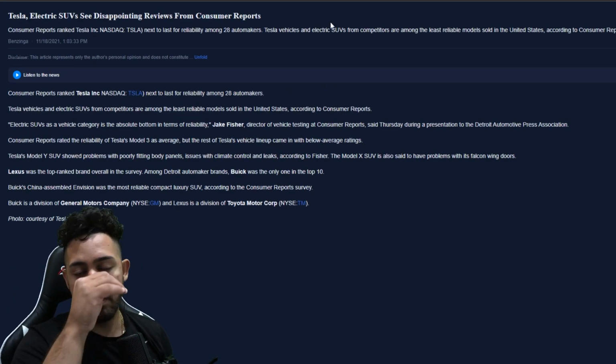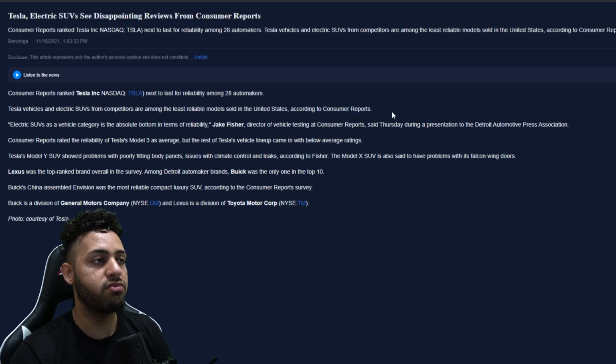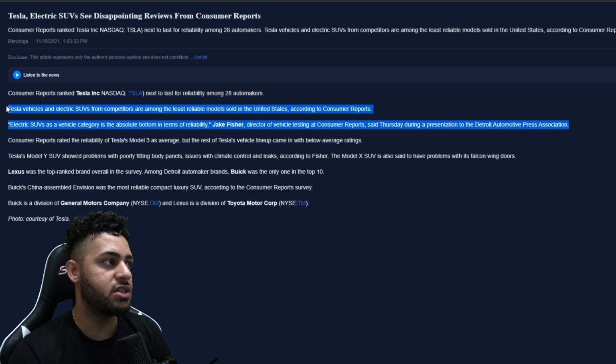Now we also have a little bit more details from this article, and it mentions that Tesla vehicles and electric SUVs from competitors are among the least reliable models sold in the United States, according to Consumer Reports, right? So we have some slander come out today about Tesla. Going forward, it says electric SUVs as a vehicle category is the absolute bottom in terms of reliability, says Jake Fisher, director of vehicle testing at Consumer Reports, who said that Thursday during a presentation at the Detroit Automobile Press Association. So we have someone pretty much just talking bad about the overall Tesla brand.